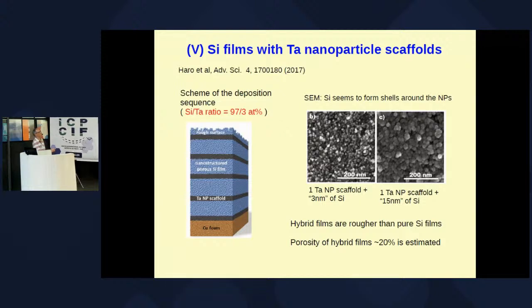When 15 nanometers of silicon were deposited, this is the shape that they observe. This is the image that they obtain with the SEM. And then the hybrid films are rougher than the pure silicon films. If only silicon was deposited, it has a very smooth surface, and the porosity of the hybrid films is nearly 20%, while the deposition of only silicon led to a very low porosity.